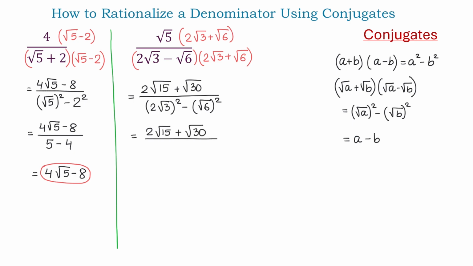Then in the denominator, 2 to the second power is 4, square root of 3 to the second power is 3, and 4 times 3 is 12. Then square root of 6 to the second power is 6. So we will subtract 6. Then we will have 2 square root of 15 plus square root of 30 over 6.